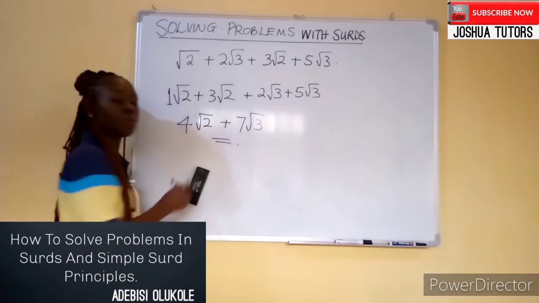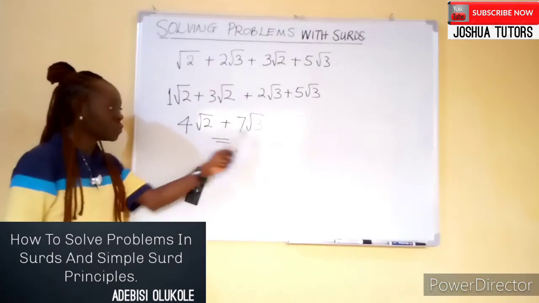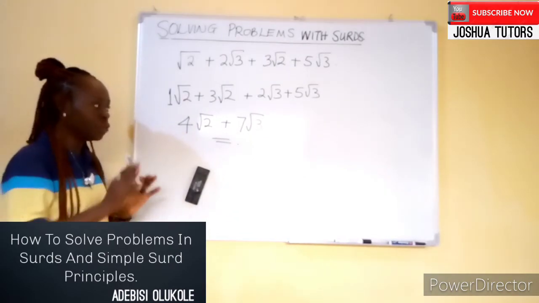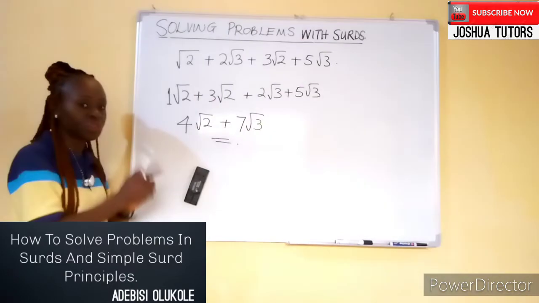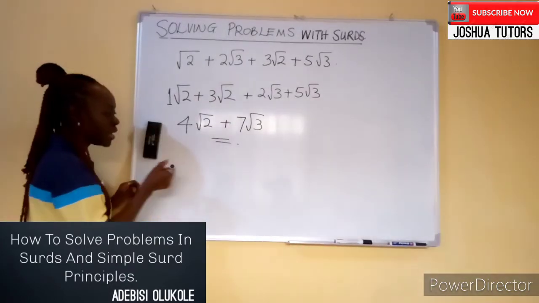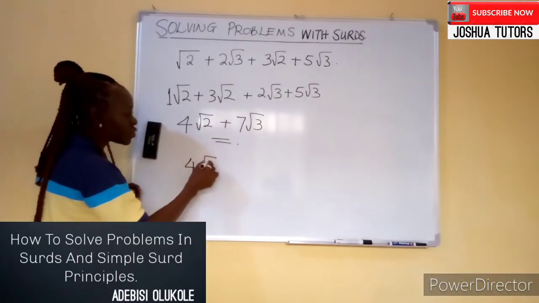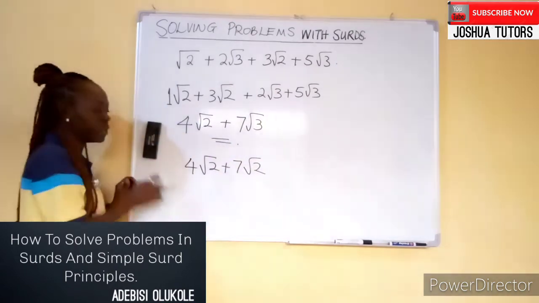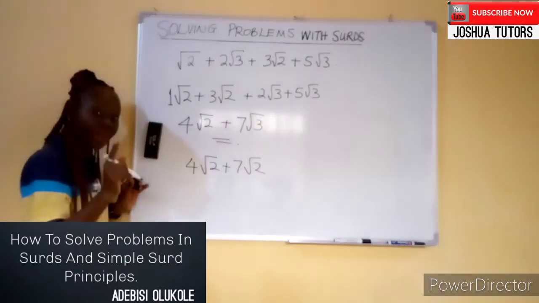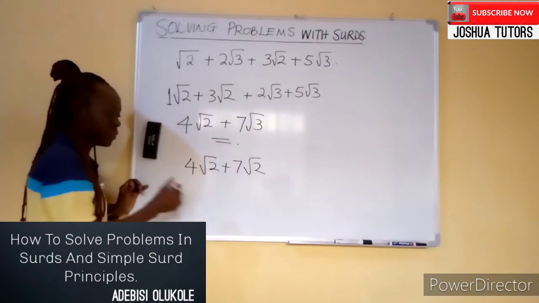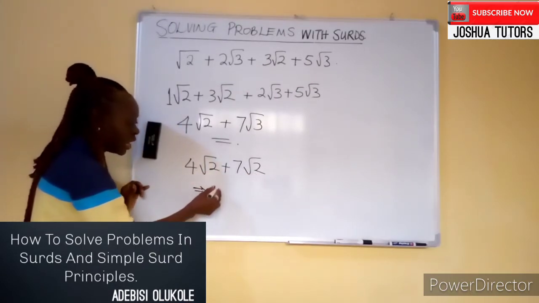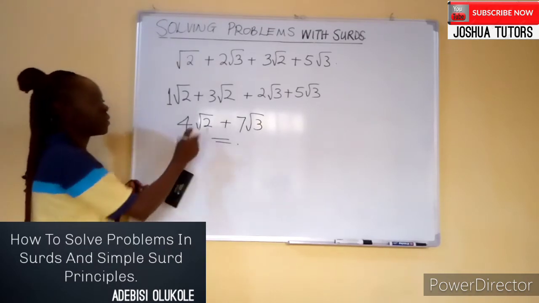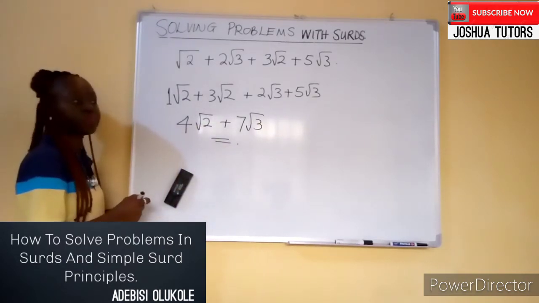This is the final answer. Why? This is surd 2, this is surd 3. They are unlike surds. They cannot add. You leave your final answer this way. But if you had your final answer as 4 surd 2 plus 7 surd 2, they can add. They are like surds because the radicand 2 is the same. So you can go ahead to have 11 surd 2. But in this case, this is where your final answer will be.